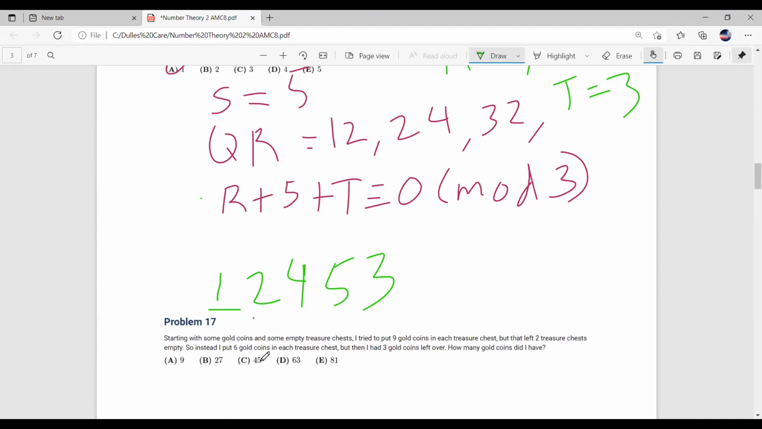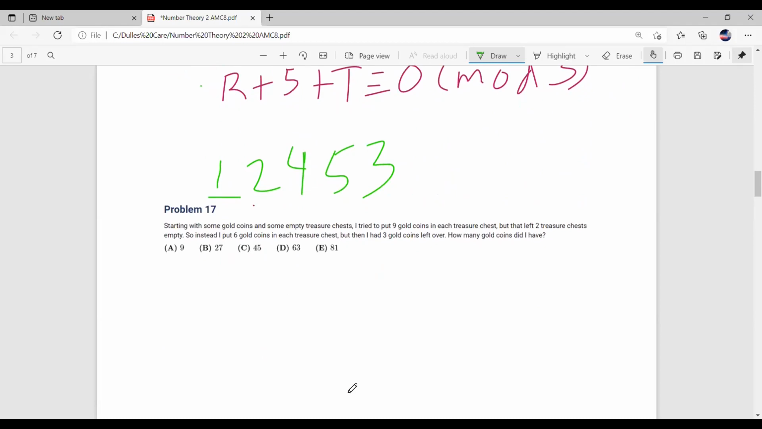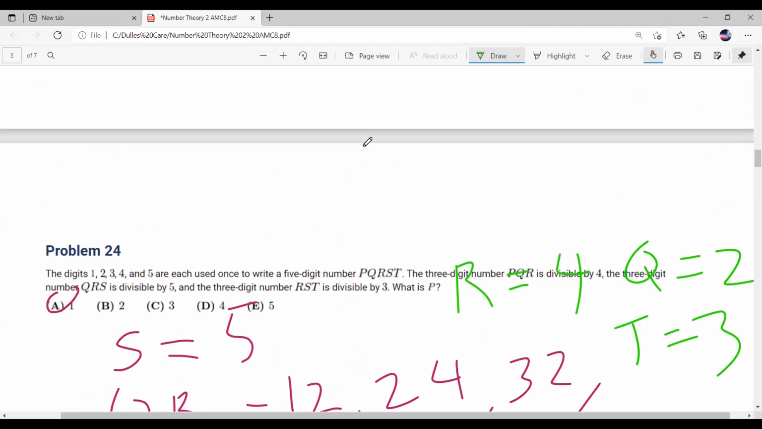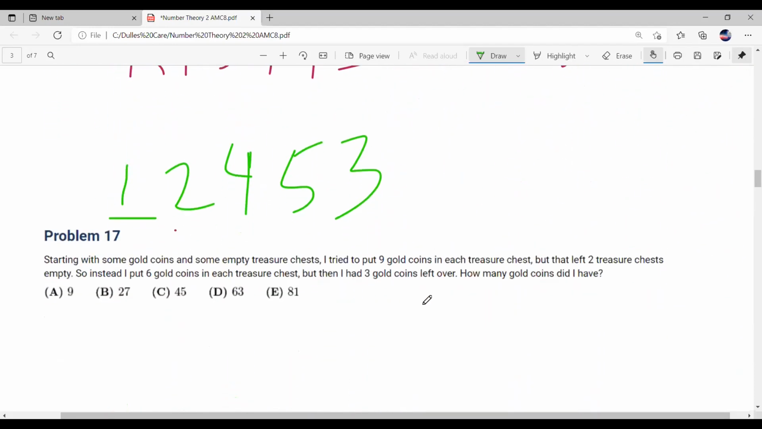Okay, all right. Let's look at problem 17 then. Starting with some gold coins and some empty treasure chests, I tried to put 9 gold coins in each treasure chest, but that left 2 treasure chests empty. So instead I put 6 gold coins in each treasure chest. Then I had 3. Oh sure, you can look at the next one again. Essentially the digits 1, 2, 3, 4, 5 are each used once to create the 5-digit number PQRST. 3-digit number PQR is divided by 4, 3-digit number QRS is divided by 5, 3-digit number RST is divided by 3. What is P? Okay, so let's look back at problem 17.